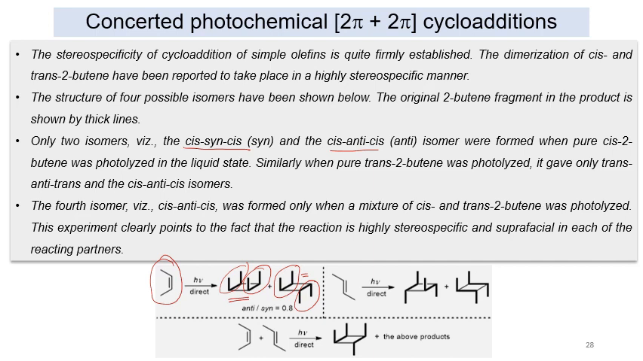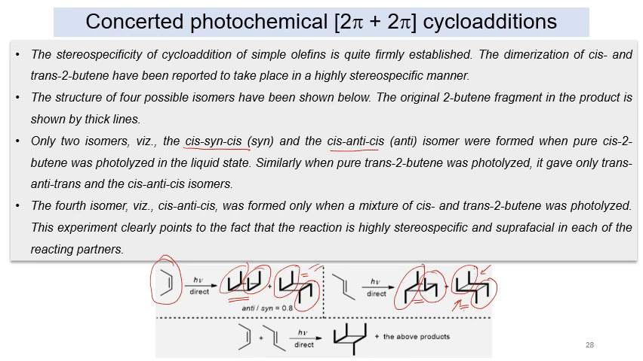Similarly, when pure trans 2-butene is photolyzed in liquid state, then you get a trans-anti-trans product. Let's consider it this way: cis-anti-cis, although the fragments that are combining are this and this. But if you see, this is similar to this one.